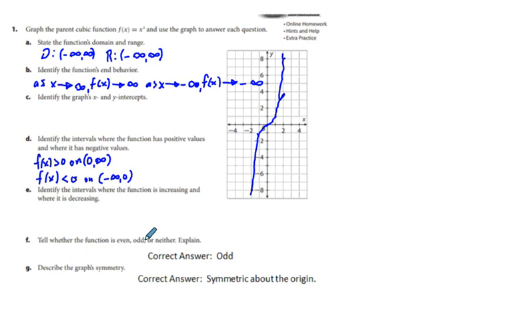Next, for f and g, tell whether the function is even, odd, or neither. Explain. Well, the function is odd, and one thing that tells you that is the type of symmetry it has. I'm going to demonstrate it here by rotating 180 degrees, and it rotated upon itself. So that is a graphical definition of a function having odd symmetry, and therefore odd. And similarly, describe the graph symmetry: symmetric about the origin, or I like to say 180 degree rotational symmetry about the origin. So that would cover as much as I want to for problem number 1.